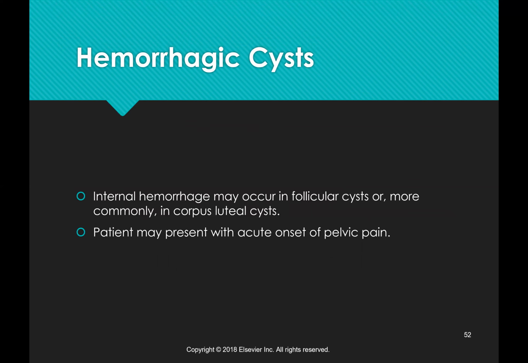So a hemorrhagic cyst, these are the ones that I feel like the patients come in with the most pain. A lot of the times they don't come in from the simple cyst as much as the hemorrhagic cyst. So internal hemorrhage may occur in a follicular cyst or more commonly in a corpus luteal cyst. And the patient may present with acute onset of pelvic pain.